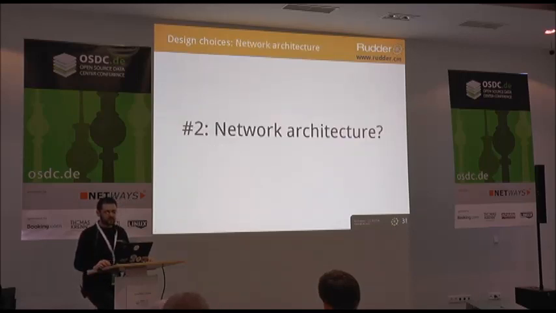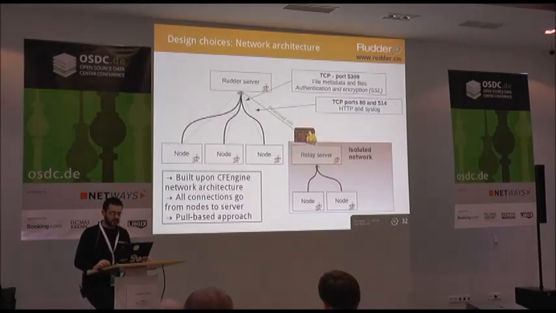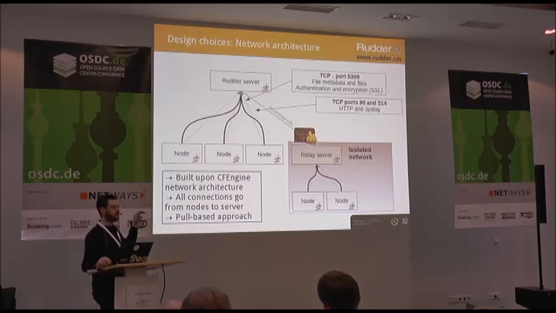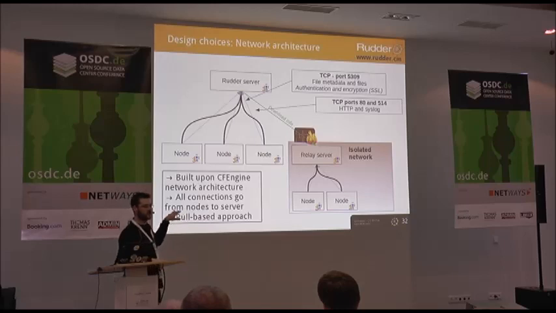Moving on, the network architecture in Rudder looks something like this. It's pretty similar to any other network architecture you've seen for config management tools. There's a Rudder server at the top. It's running CFEngine. All of the nodes that you're running actually only run CFEngine. So if you use Rudder, there is no Rudder-specific code running on the nodes. We're just relying on CFEngine to do that bit.